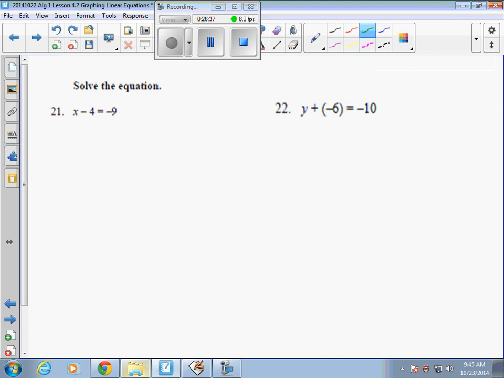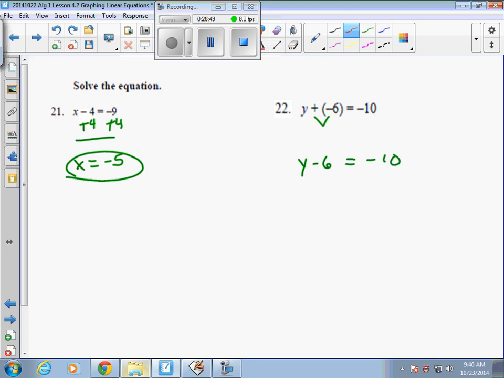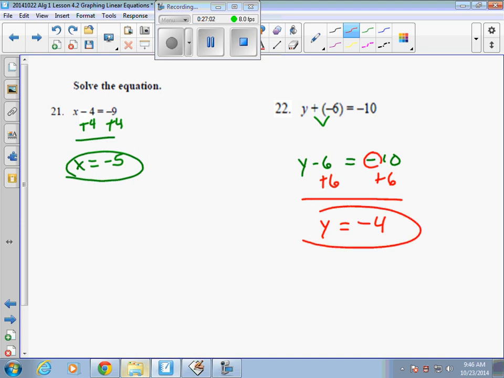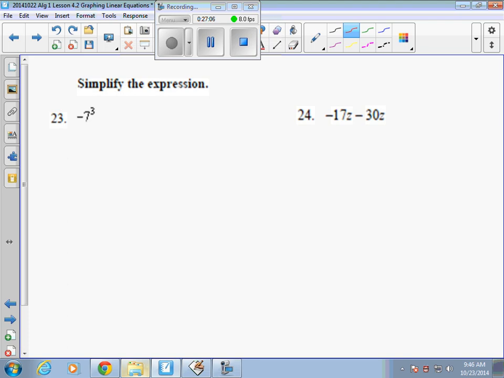Solving these two simple equations. Undo minus 4 by adding 4 to both sides. X is equal to negative 5. It says plus a negative, y minus 6 equals negative 10. Undo minus 6 by adding it to both sides. Y equals a negative plus a positive, opposite sign, subtract them. 10 minus 6 is going to be 4. 10 is larger, it's negative. Y is negative 4.